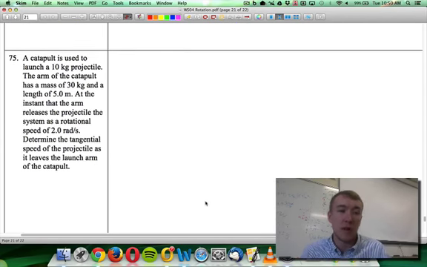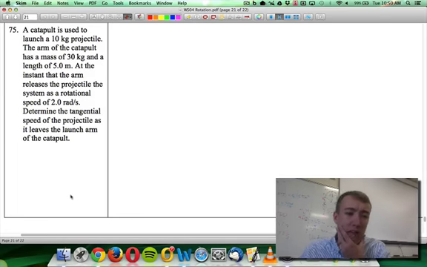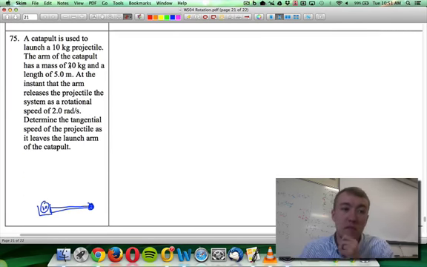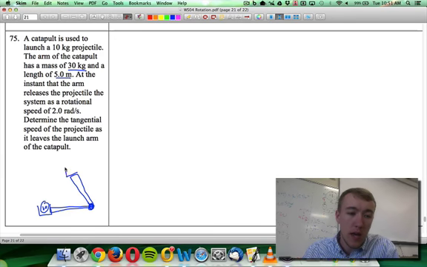Very last problem is a catapult. In this problem, we have a catapult that's got a lever arm like this, and then on the end of this lever arm is a box, and here's our axis of rotation. It says a catapult is used to launch a 10-kilogram projectile, so there is a 10-kilogram projectile in here. The arm of the catapult has a mass of 30 kilograms and a length of 5 meters. At the instant that the arm releases the projectile, the system has a rotational speed of 2 radians per second. So at some point this turns and this projectile is then released.